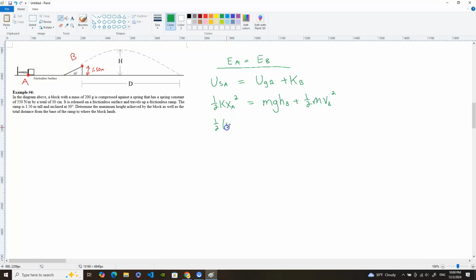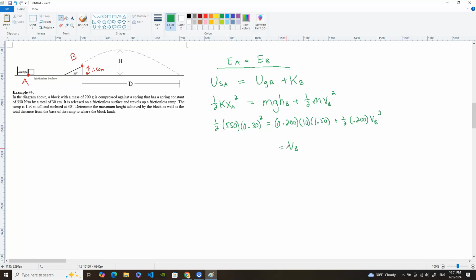1/2 times 550, the spring constant, times the compression of 0.30, 30 centimeters, so we got to convert that. Mass is 200 grams, so that's 0.2. g is 10, height is 1.50, plus 1/2 times 0.200 times v_B squared.